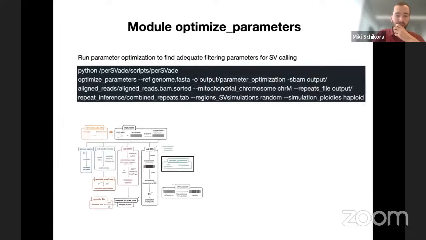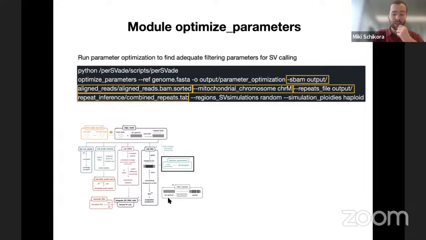You basically run it like this. It's a bit wordy. I'm going to try to explain it for you. So you basically provide the reference genome, the sorted BAM. These are the aligned reads from which this module will be reading the coverage, the insert size, the length. You also provide the mitochondrial chromosome because some operations are different for the genomic DNA and the mitochondrial DNA. You provide the repeats that you have got with this infer repeats module. And then you have to specify also the regions where you want to do these simulations of structural variants. By default, it's randomly placed, but it could be anything else. And then you also have to say the ploidy that you are working on.